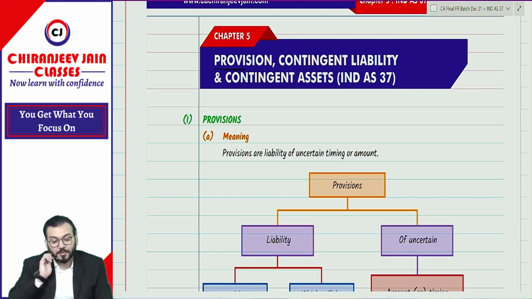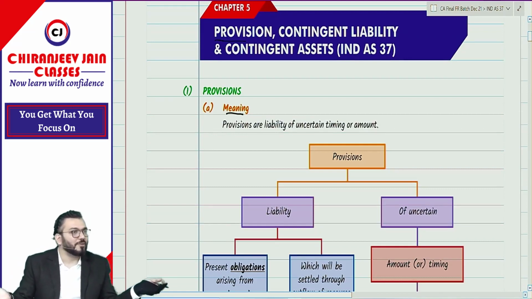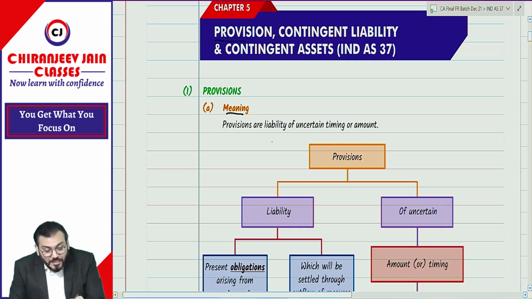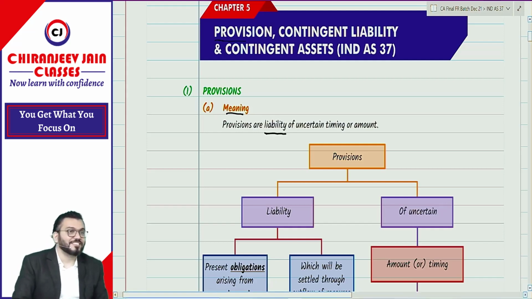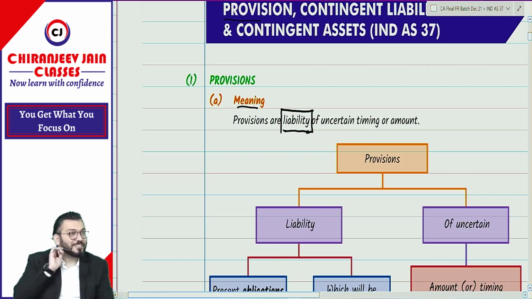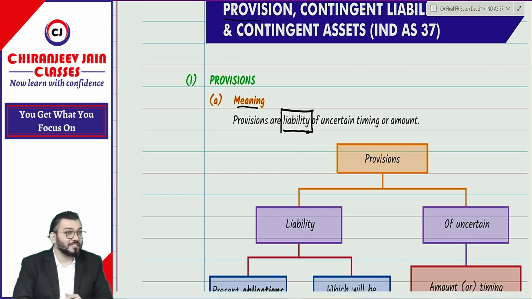Correct. What is the meaning of provision as per Ind AS 37? Now whatever we are doing is as per Ind AS 37. However, there are minute differences between AS 29 and Ind AS 37. Correct. So provisions are liabilities. Now the question arises, what is the meaning of liability? Because if you know liability, then only you can understand provision. So what is the meaning of liability? That I will not ask from you, because I know you know. Correct? What is liability?